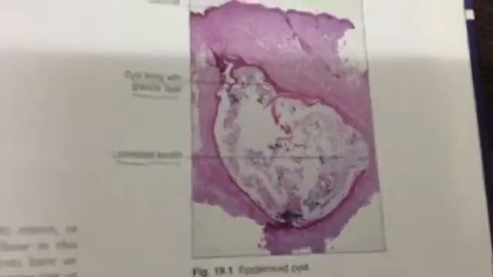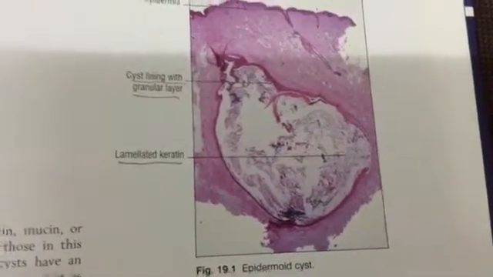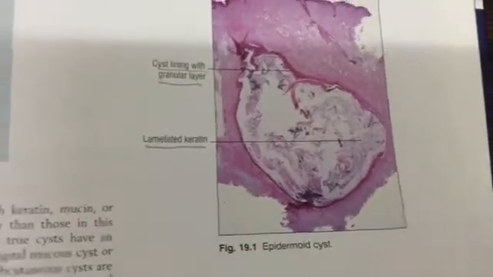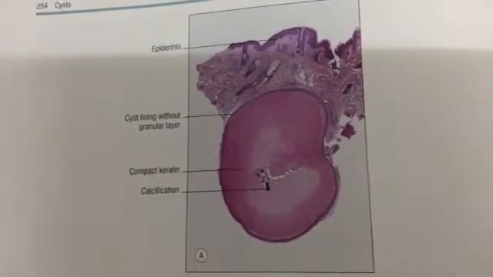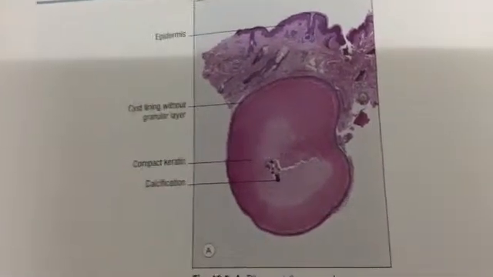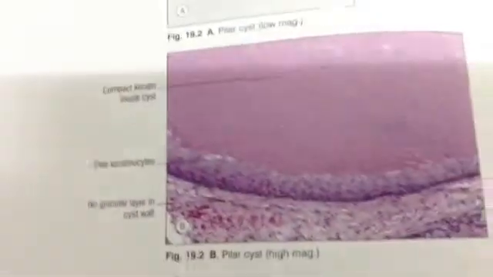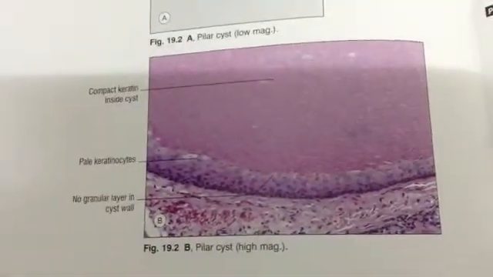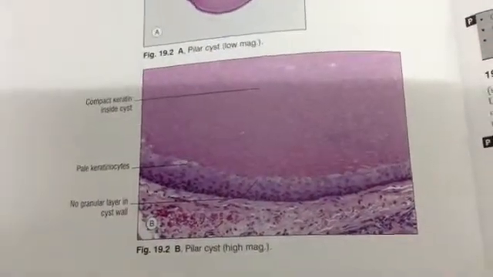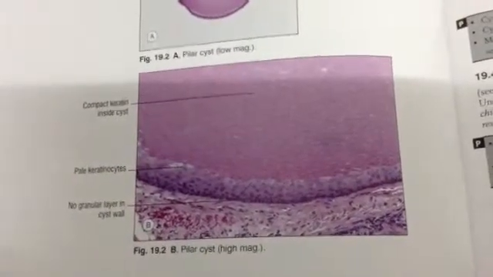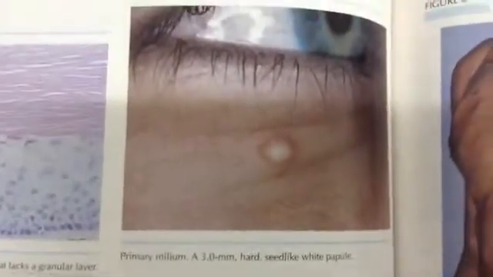As we can see here, this is the epidermoid cyst, the cyst lining with granular layer, filled with laminated keratin. And this is the pilar cyst, where the cyst lining is without granular layer, with compact keratin and some calcification. And this is another picture of pilar cyst, no granular layer in the cyst wall, and compact keratin inside the cyst. The milium, here one picture of a primary milium.